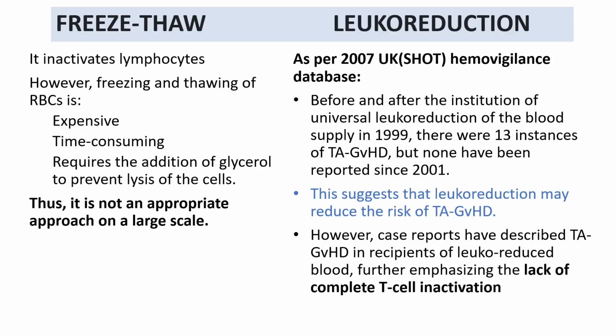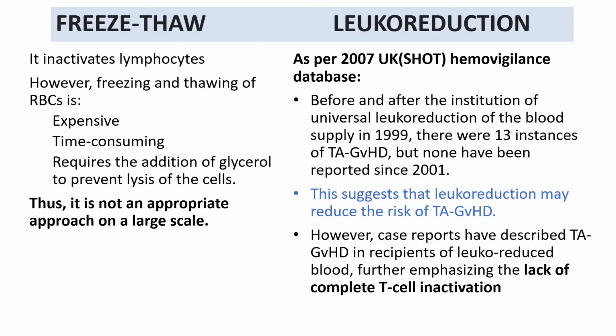The freeze-thaw method is another method which inactivates the lymphocytes. However, freezing and thawing of RBCs is expensive, time-consuming, and requires the addition of glycerol to prevent lysis of the cells. Thus, it is not an appropriate approach on a large scale.